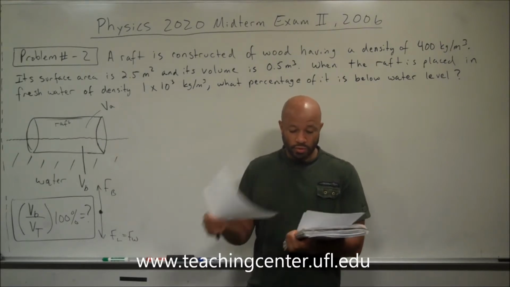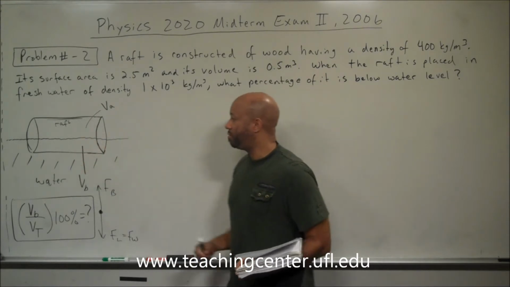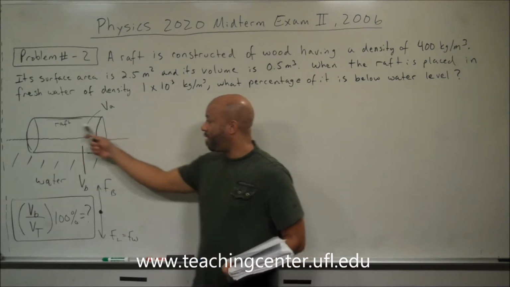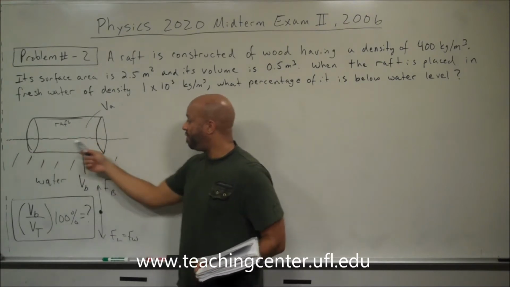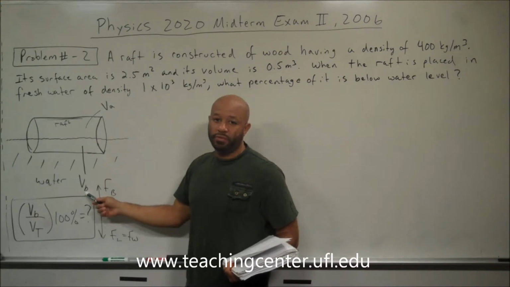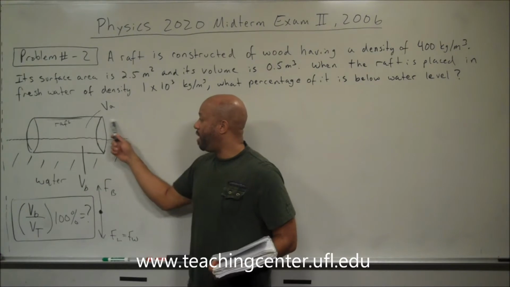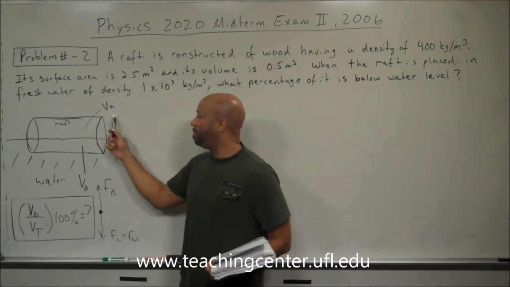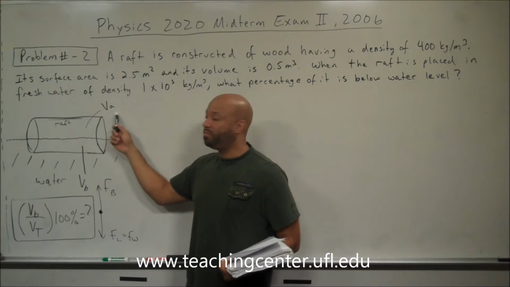Okay, so I've got an illustration of the problem statement here where we have a raft, and this is the total raft, and we have part of the raft that's submerged under the water. We're going to call that VB, which stands for the volume of the raft that is under the water. And we have a part of the raft that's above the water. We're going to call that VA to stand for the volume of the raft that's above the water.